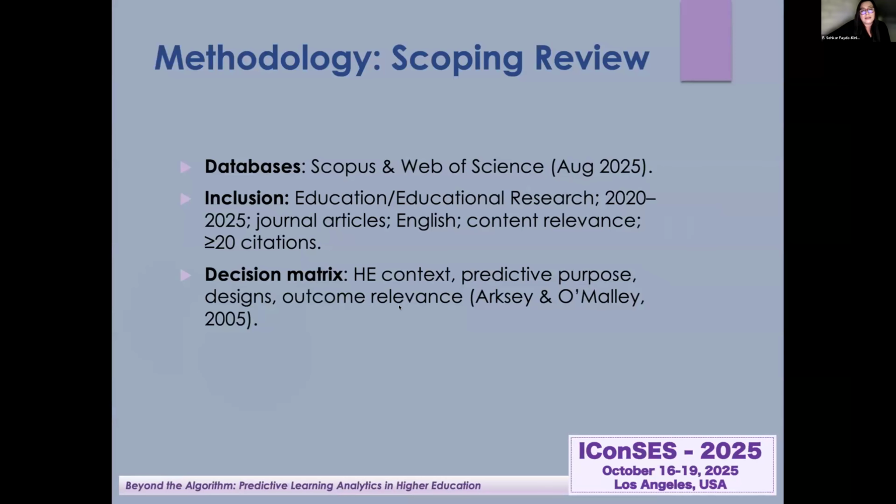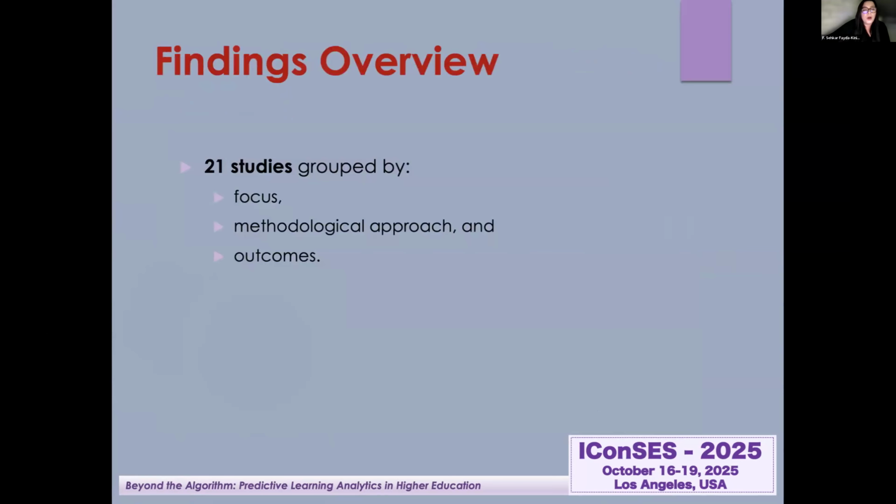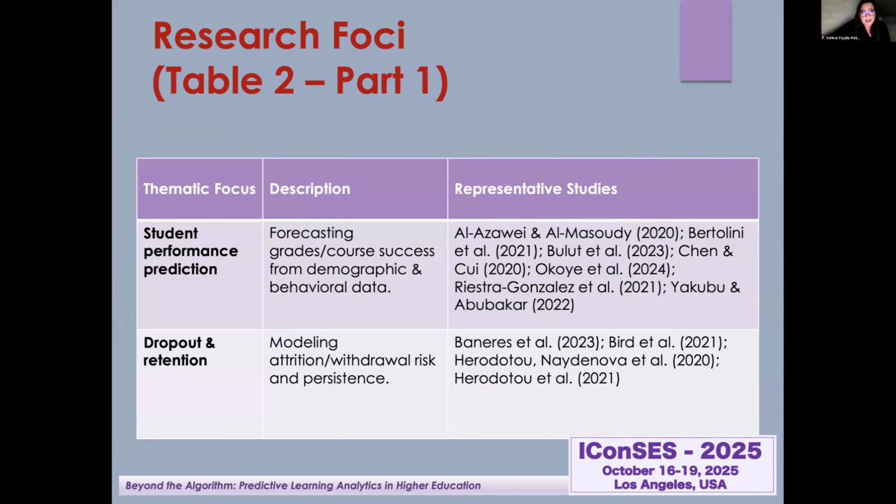And for their content check, a decision matrix was applied. So when we look at the selection process, these are the numbers of initial screening. In a total of 1,853 documents, I have included only 21 documents in the scoping review, and they were analyzed based on research focus, their methodological approaches, and reported outcomes. Let's look at the results one by one.